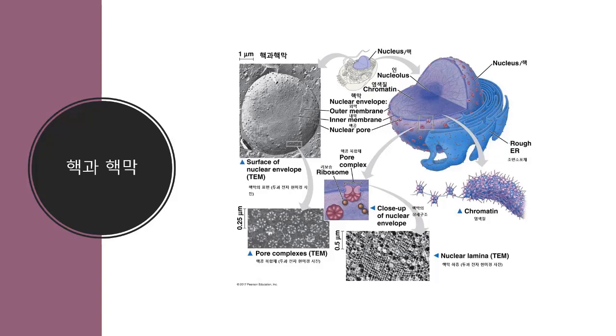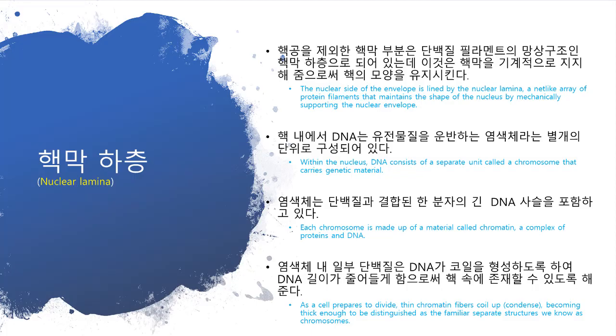Except at the pores, the nuclear side of the envelope is lined by the nuclear lamina. This is a net-like array of protein filaments that maintains the shape of the nucleus by mechanically supporting the nuclear envelope. So what is the nuclear lamina? The lamina is a net-like array of protein filaments that maintains the shape of the nucleus by mechanically supporting the nuclear envelope.